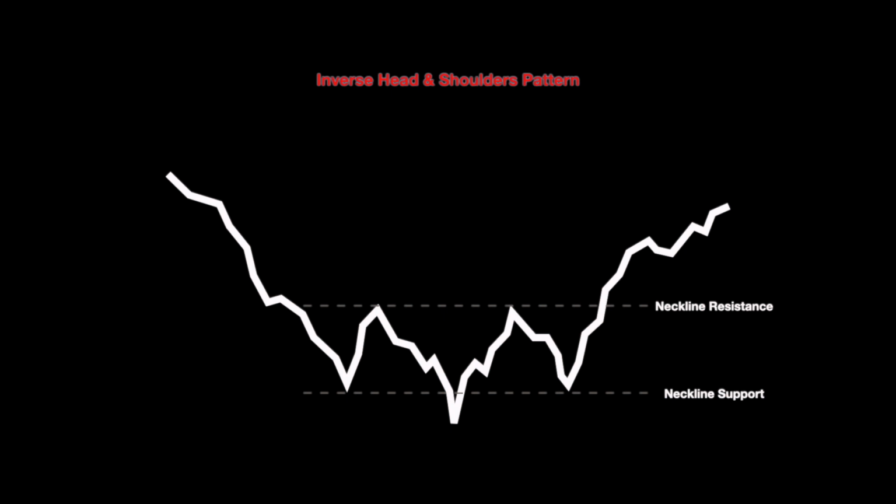The difference here is that with the inverse head and shoulders pattern, instead of looking to sell or to short sell like we do with the regular head and shoulders pattern, we're going to be looking at the neckline support as an opportunity to buy the dip in the stock, and we're going to be looking at the neckline resistance as an opportunity to potentially buy the breakout and to profit from the newfound upward momentum in the stock.